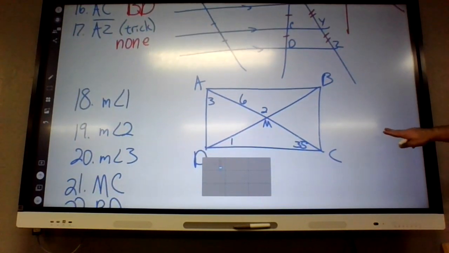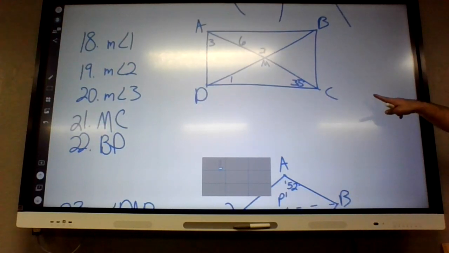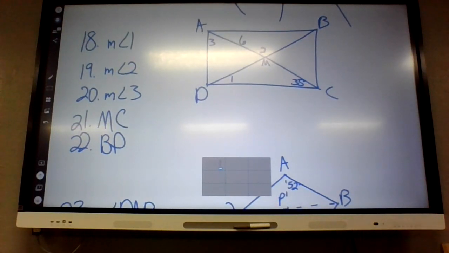If you want me to go back, we can go back to the end. So 18, this is obviously supposed to be a rectangle. So find angle 1, 2, and 3. Wait, it looks like a square.